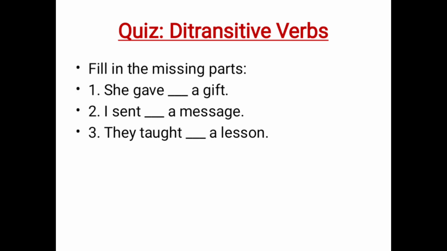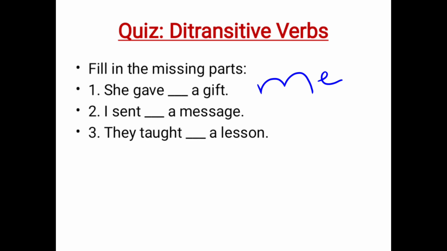The third quiz is related to ditransitive verbs. The first example we have is: she gave dash a gift. Now here we have to use an indirect object. She gave what? She gave me, or she gave him, or she gave them a gift.